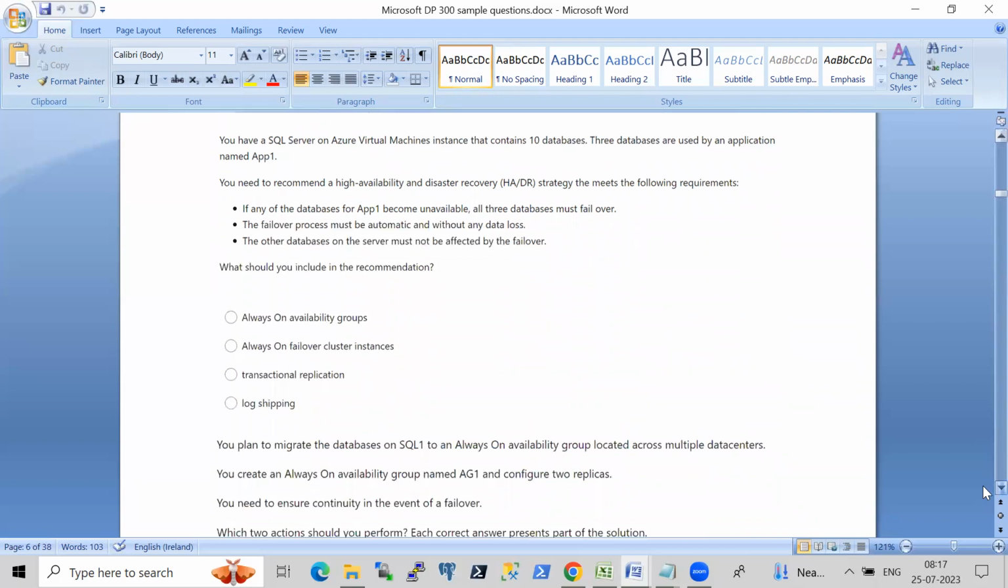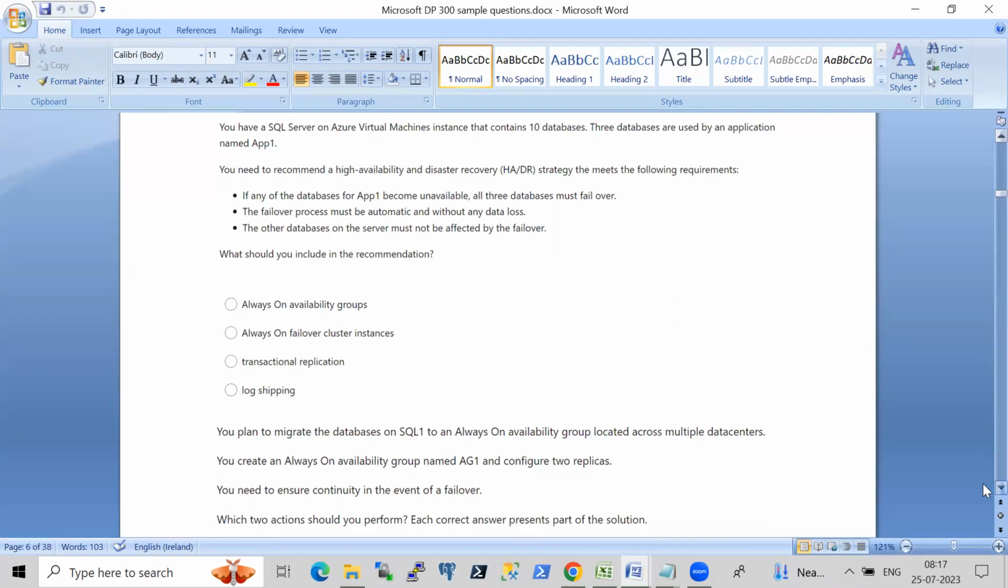So this is one more scenario, the same question. He has to migrate, he has to choose the virtual machine that is having 10 databases, and this is his requirement. If any of the databases for app 1 becomes unavailable, all the 3 databases must fail over. The failover must be automatic without any data loss. The other databases on the server must not be affected by the failover. So he's talking about 3 user databases and automatic failover without any data loss. So obviously it is always on availability group.